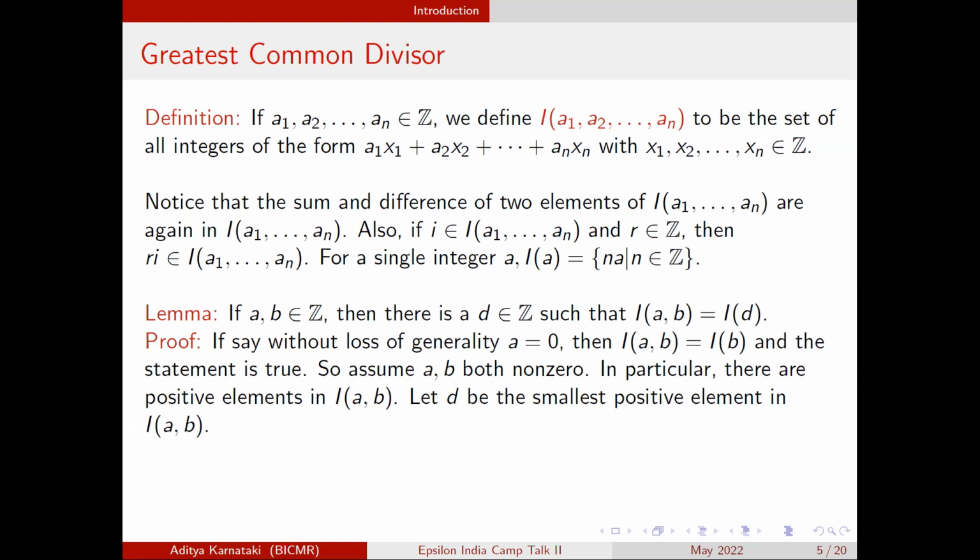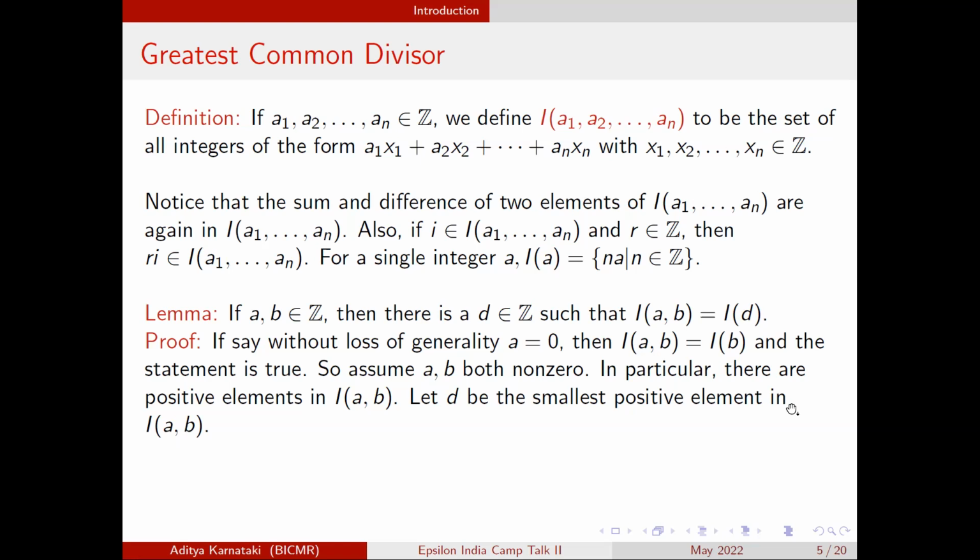If one of the two, a or b, is 0, let's say a is equal to 0 without loss of generality, then I of ab is just 0 times x1 plus b times x2. The 0 part just cancels away and you just have multiples of b. So if a is equal to 0, then I of ab is just I of b, and if b is 0, then I of ab is just I of a. Everybody okay with that? And the statement is true. In that case, you can just take d to be either a or b, depending on the circumstances.